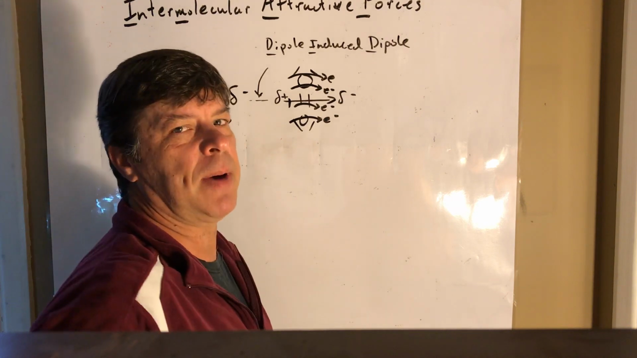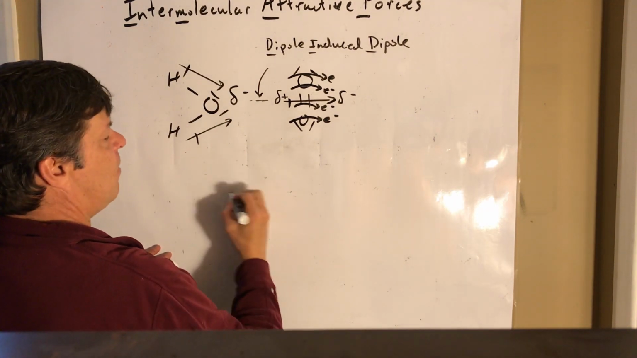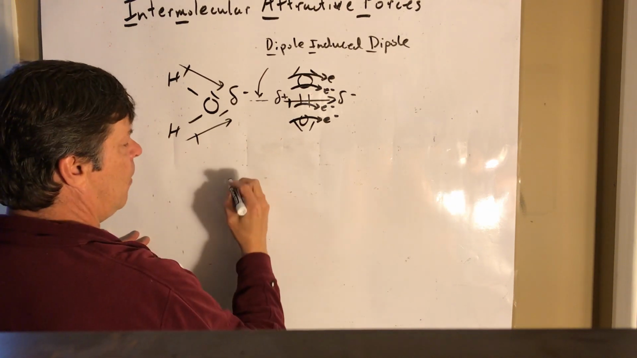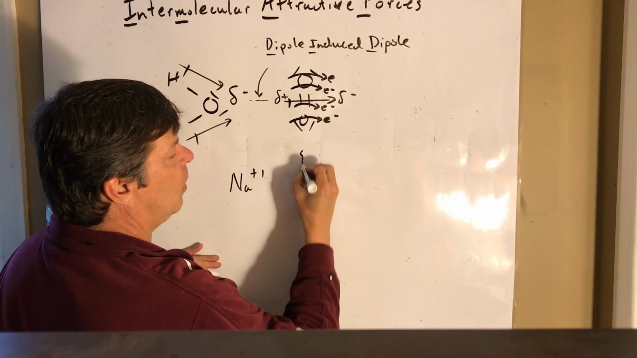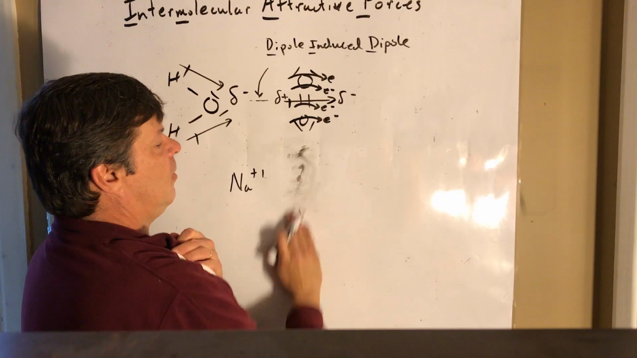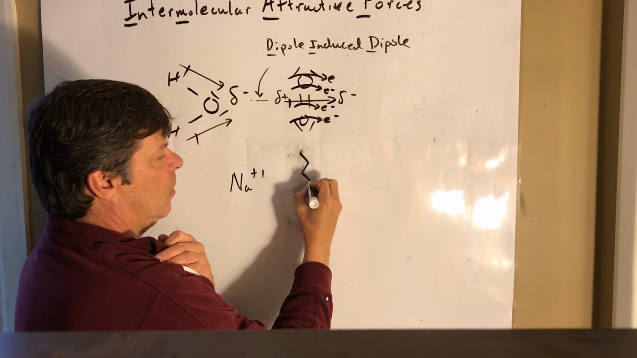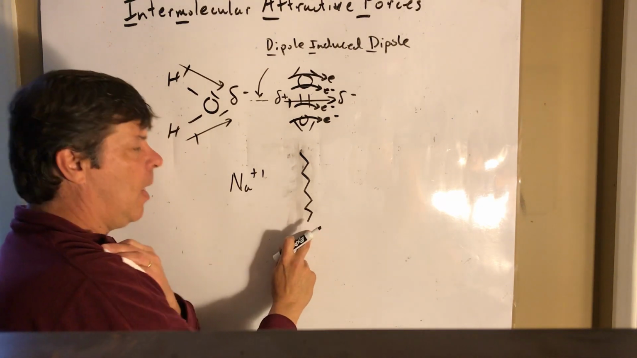So let's think about this first. Let's say we have sodium chloride. So we have a sodium ion here, right? And then we have an oil molecule. Oil is just a really long hydrocarbon. Let me draw it like this, sorry. Okay, so here's an ion, and a non-polar molecule.